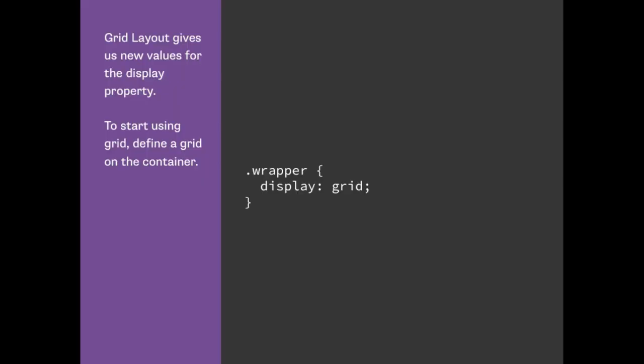So grid gives us new values for the display property. We get display grid, and we get display inline grid. And those do really what you would imagine. Grid is block level grids, and you can do inline level grids too. So once you've declared a grid on an element, that means that child elements can be positioned on that grid.